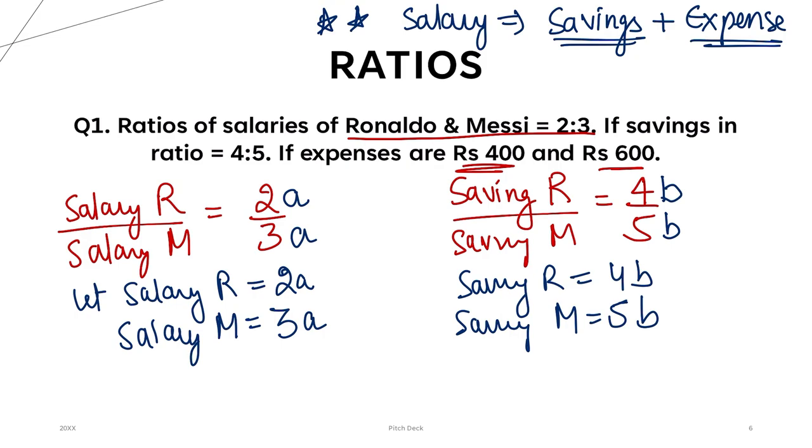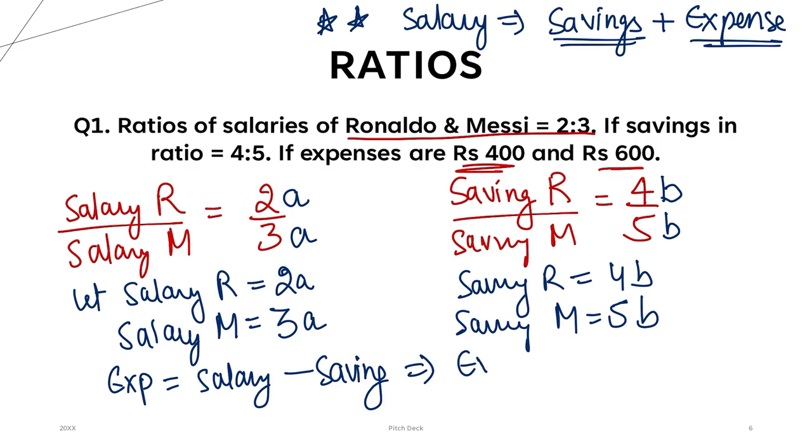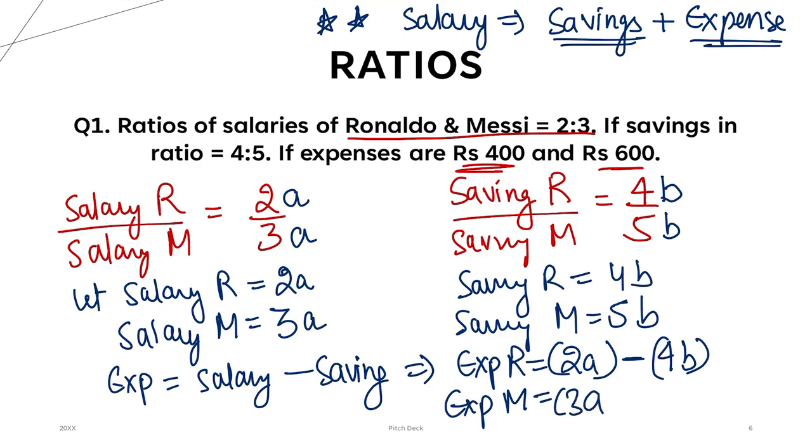Now we know the salaries and the savings. The expenses formula is salary minus savings. I hope this is clear. So the expenses for Ronaldo are 2A, that is his salary, minus 4B, his savings. The expenses for Messi will be 3A minus 5B. These are given in the question in the exam, equal to 400 and 600.